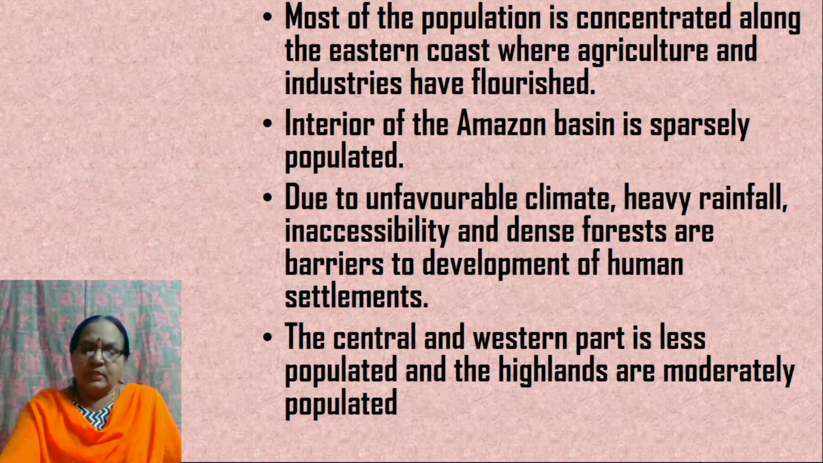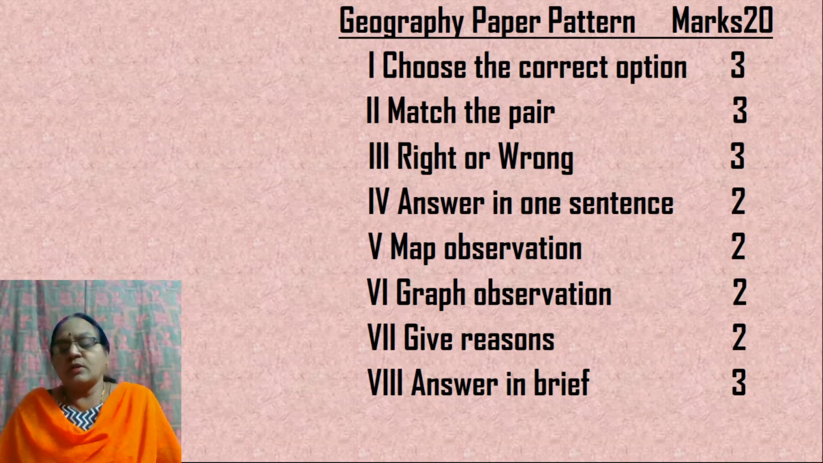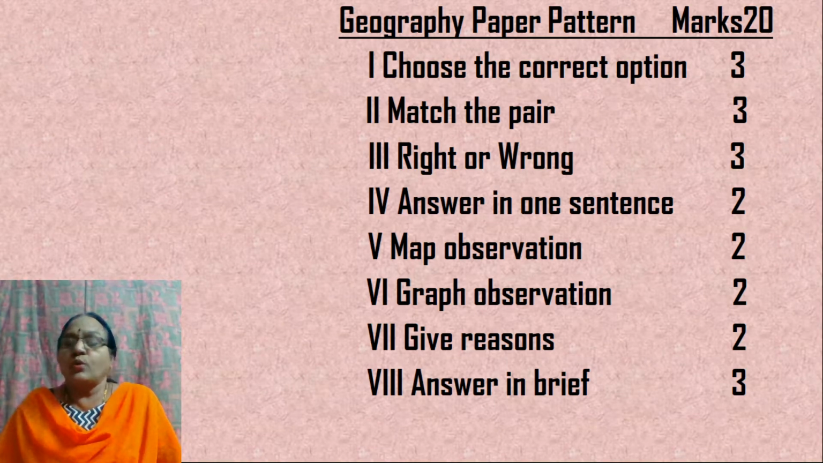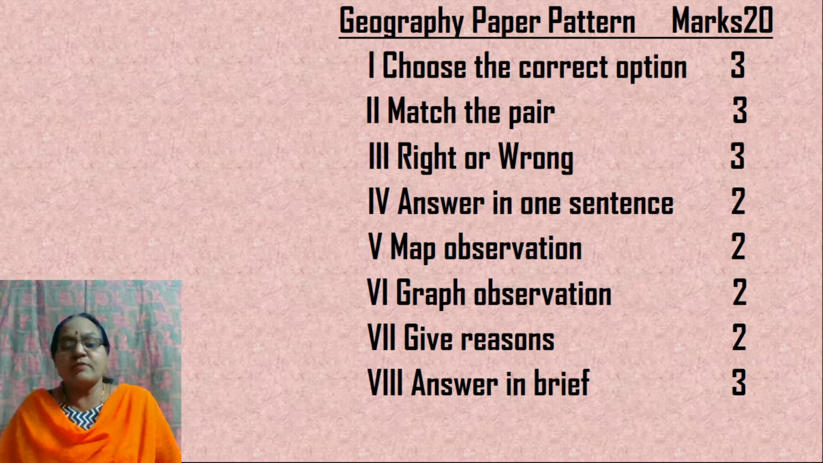Now here I have given you the pattern that you can expect in your semester. You can expect questions of all these types: choose the correct option, then match the pair, write whether the following statements are right or wrong, then answer in one sentence, then map observation, where a map will be given and you are going to tick the correct answer, graph observation, reading the graph and answering the questions, and give reasons and answer in brief.